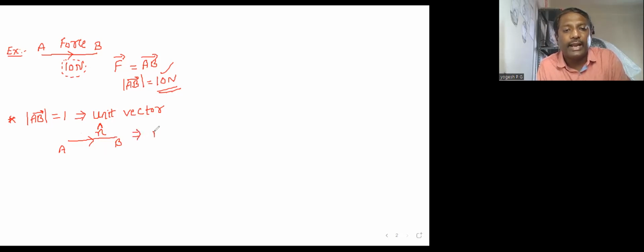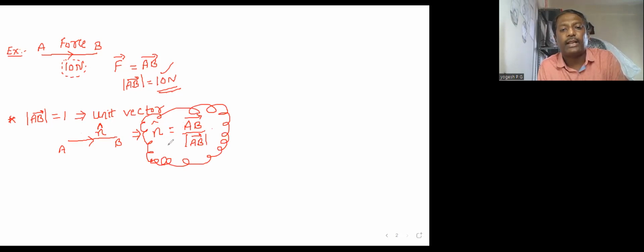How do you define this n cap unit vector? To get the unit vector n cap, please remember you have to write the AB vector divided by the magnitude of this vector, the magnitude of AB. So the unit vector is defined as the AB vector divided by the magnitude of the AB vector. This is how we represent the unit vector. So what is a unit vector? A unit vector is one whose magnitude is how much? 1.